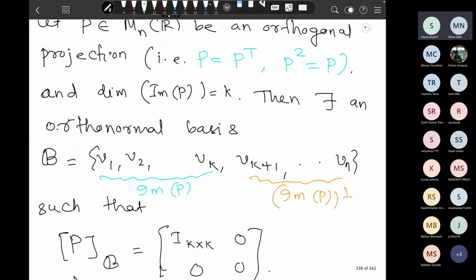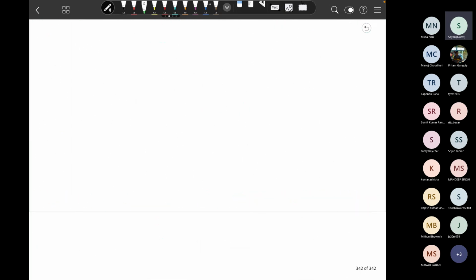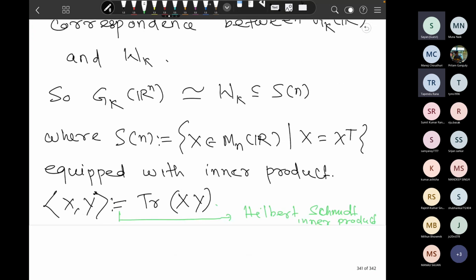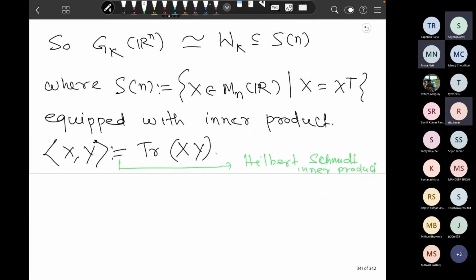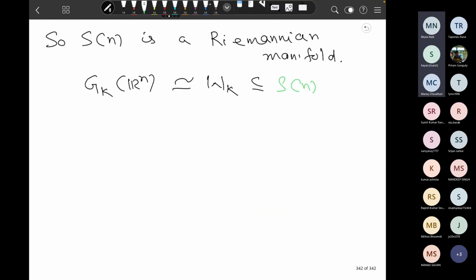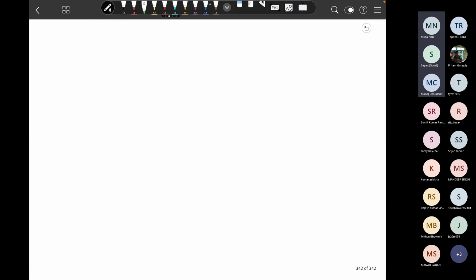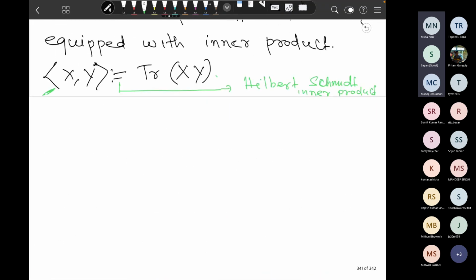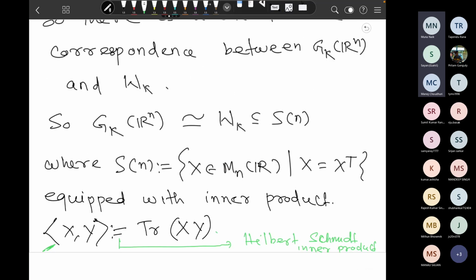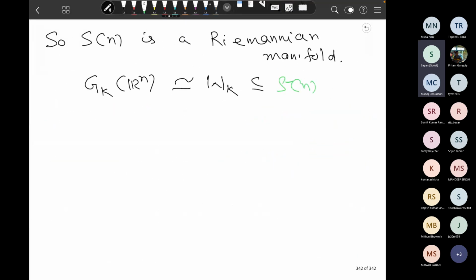Is this clear? So if you have given a metric here... GKRN is WK, a subset of SN. You should not treat this as a metric. The metric will come from this inner product, but this is just an inner product. So GKRN, WK subset of SN. So that means with this identification, I can really say that GKRN is a subset of SN.